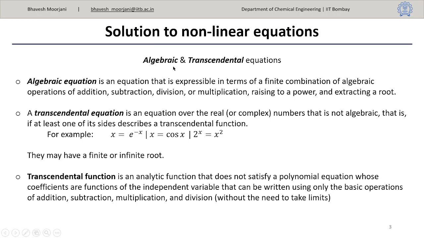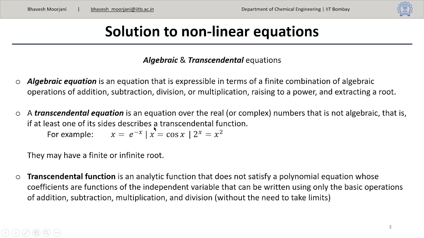You have algebraic equations and you have transcendental equations, right? An algebraic equation is an equation that is expressed in terms of a finite combination of algebraic operations, such as addition, subtraction, or multiplication, right? So basically, consider your quadratic equation. That is an algebraic equation, but it's of a non-linear type.